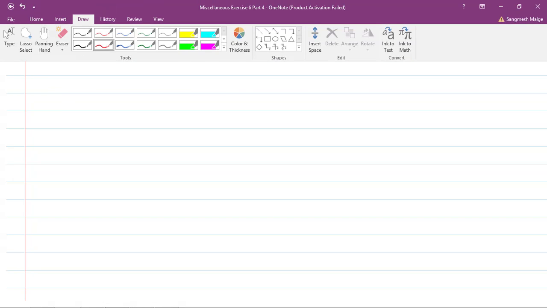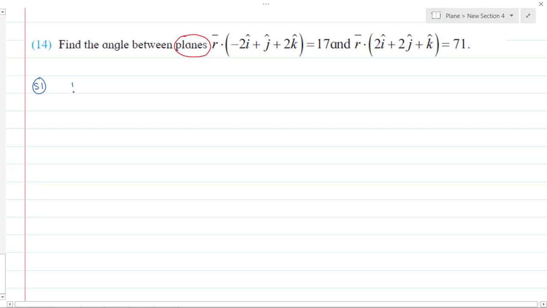So step number 1 is what? They have given plane number 1 and plane number 2. Step number 2 is what? We have to get the angle: cos theta is equal to mod of n1 bar dot n2 bar upon magnitude n1 magnitude n2. So what is n1? That is the normal vector of the first plane. This is the n1 bar, and this is the n2 bar.